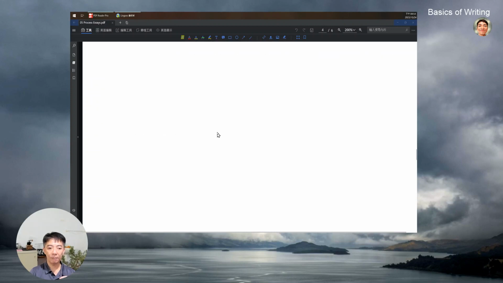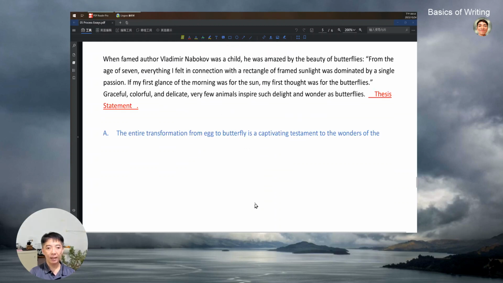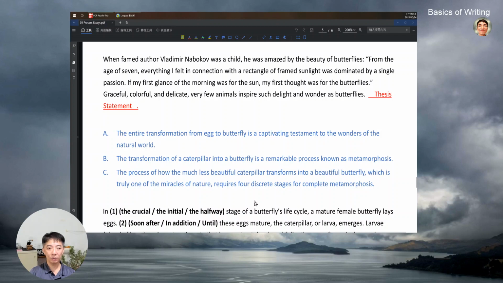Another piece is quite similar. This article explains how a caterpillar becomes a butterfly, and it shows you an image, a diagram, of the whole process, from eggs to larva, to pupa and butterfly. And you read this article yourself.